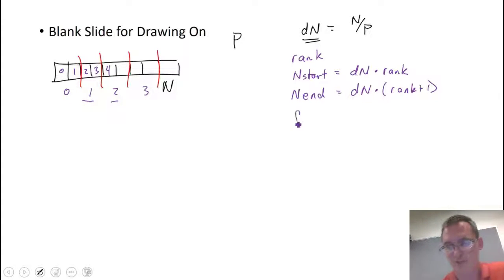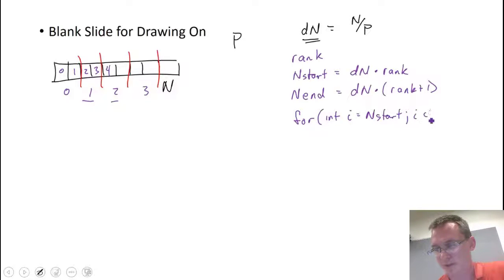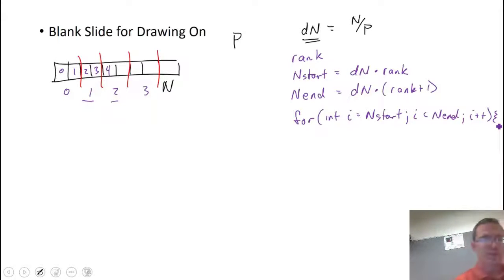And if you write your loop correctly, you get i equals n start, i less than n end, i plus plus, just like that. So any questions on that? Make sense? Okay. So that basically says I'm going to do my chunk from here to here. So that's very straightforward. Okay, so I think that's about all you need to know for the MPI project, which is due Saturday.